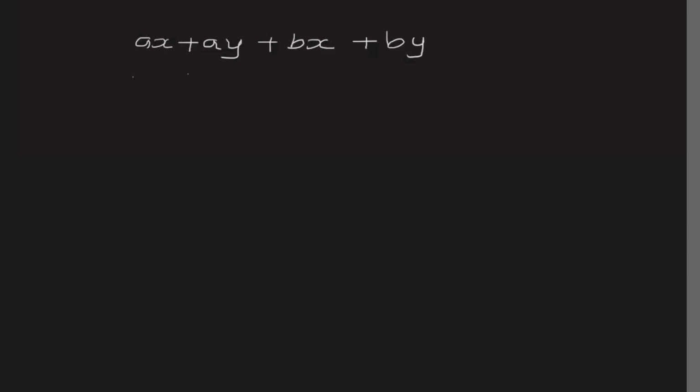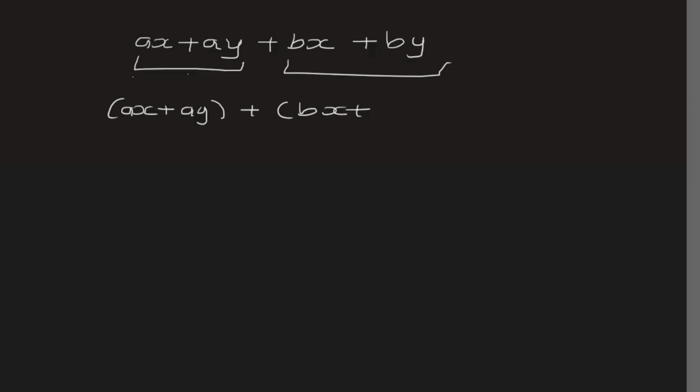Firstly, we're going to factorize by grouping. So what do we do? We take this and we take that, so we do 2 by 2. So what are we going to have here? We're going to have ax plus ay plus bx plus by.